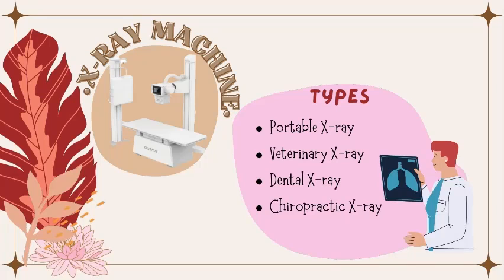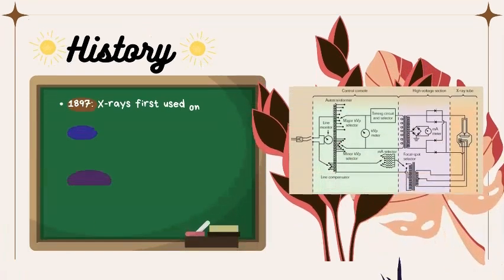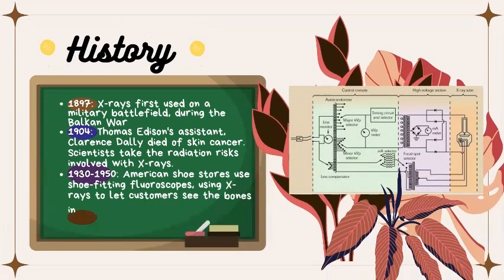The last one is chiropractic X-ray. It can show what's happening in the body in terms of alignment and structure. For your information, X-ray is highly penetrating, ionizing radiation. Next, history of X-ray. We started in 1897.